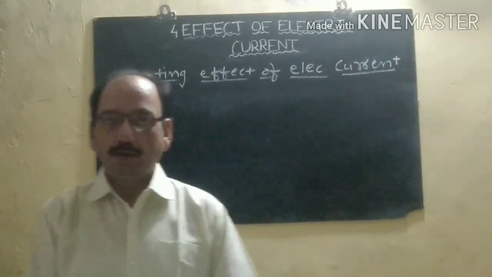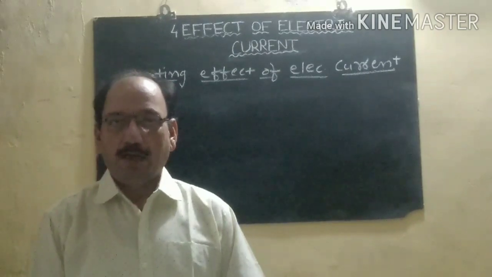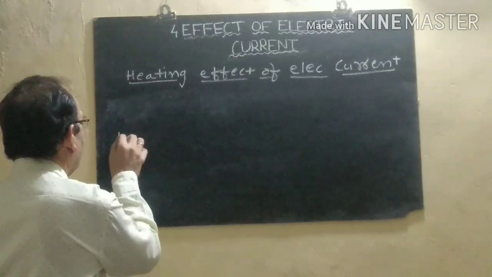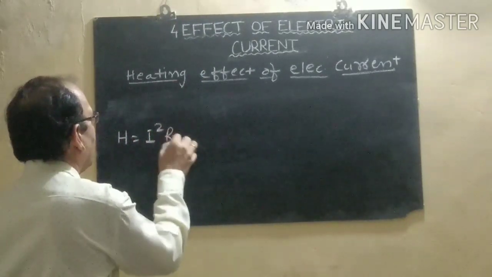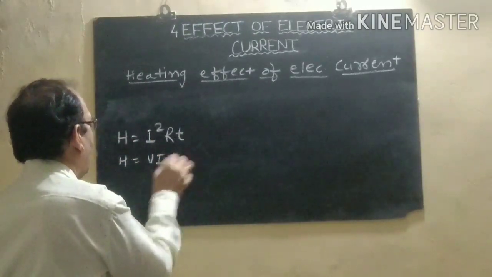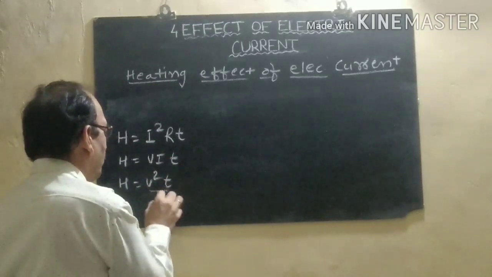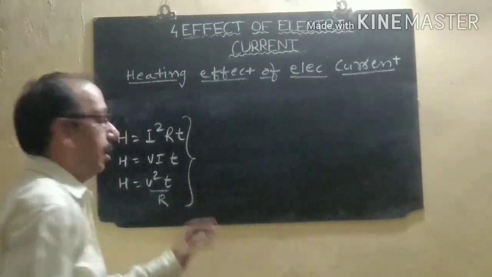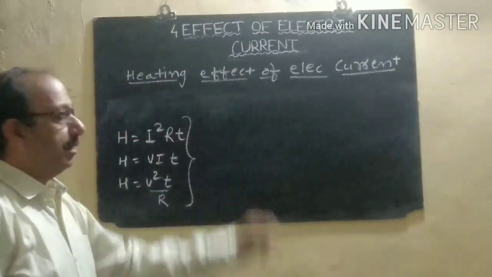In a previous video, we discussed Joule's law. Joule's law we can derive in three forms, that is H is equal to I squared RT, H is equal to VIT, H is equal to V squared T divided by R. Using these three formulas, we can calculate the heat produced by electrical current.